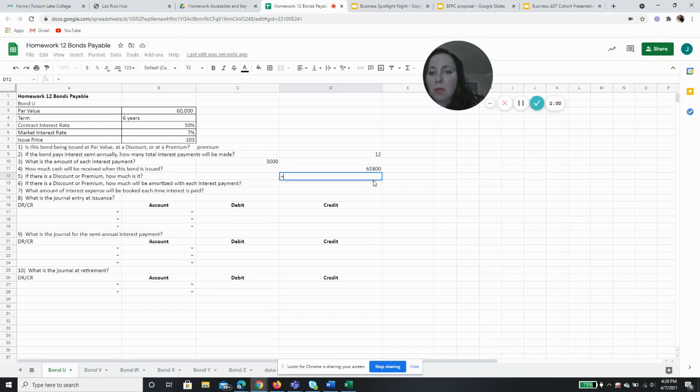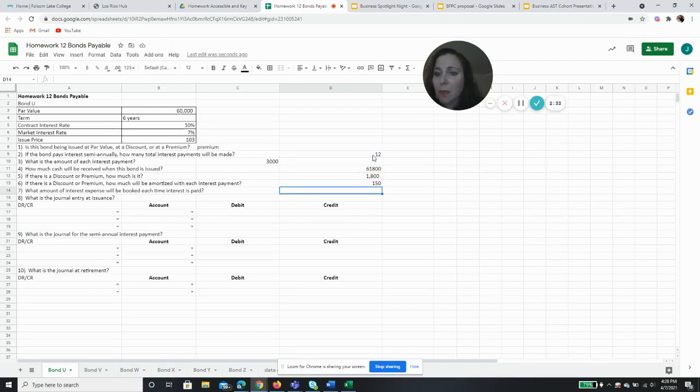If there's a discount or premium, how much is it? There's a premium, so that's going to be the amount of cash we're going to receive minus the par value, or $1,800. If there's a discount or premium, how much will be amortized with each interest payment? That's the total amount of the premium divided by the number of total interest payments over the life of the bond. So 1,800 divided by 12 is 150. Every time we pay interest, we will amortize $150 of the premium.